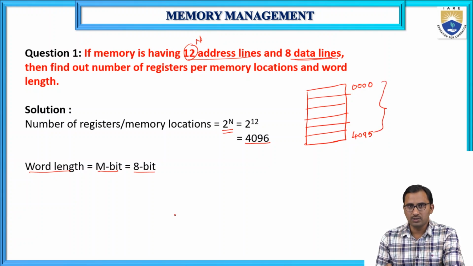And the word size. Word size means word length, or the number of bits we can store in each memory location. Here the data lines are 8, that means here we can store 8 bits of data. So the word length will be equal to 8 bit.